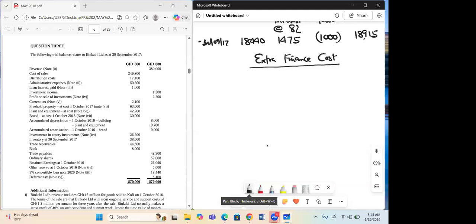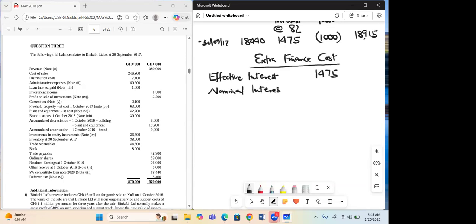So extra finance cost. Yes, what is the effective interest? The effective interest is what? 1,475. And then what? The nominal interest. You saw this same example in the previous year, right? Yeah, previous question. So it will tell you where ICAN's focus is. They always want to make sure you understand these basic things.